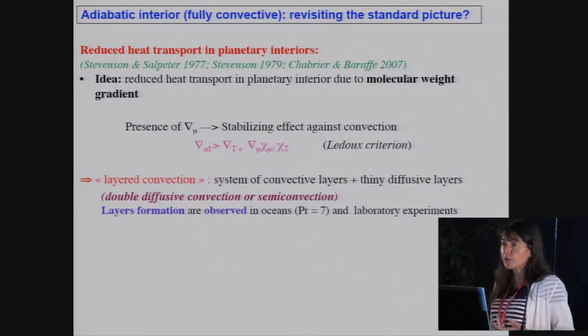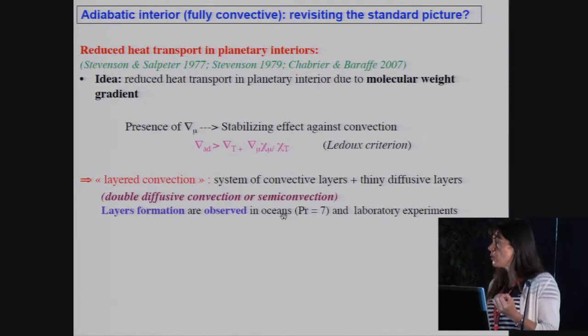It's also called layered convection. It's also called semi-convection. It's all kind of the same process. And what is important is that we can find layer formation, for example, in oceans where you have heat diffusion and you have salt diffusion. And you can also find this formation of layers in laboratory experiments.